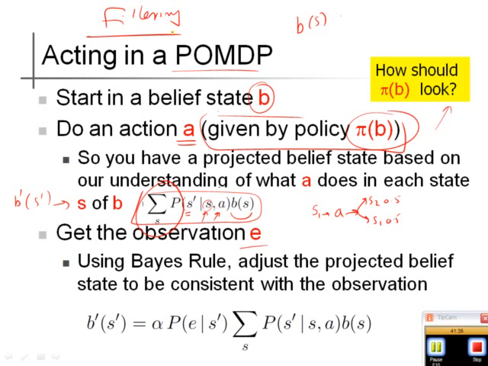You see what I'm saying? Now, I did this action, and I got an observation E. The question then is, should I still assume that my belief state is B dash, or should I assume something else?